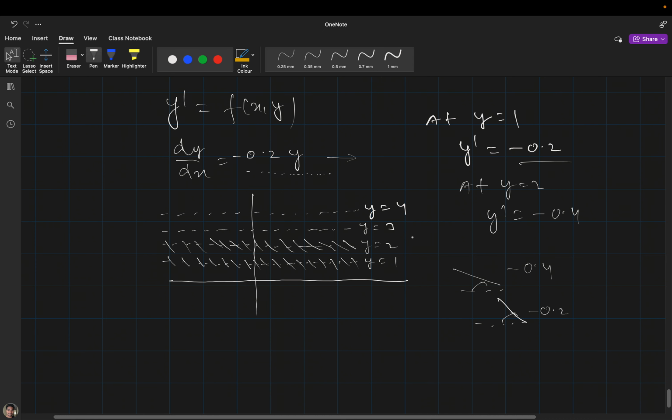Minus 0.6. Minus 0.6. Okay, are you getting it or not? What I'm trying to say? Yes, sir. Actually, I think it is more steep. Yeah, it is more steep, no? Y equal to minus 0.4 means what? This angle should be more. Yes, sir. Yeah, this angle should be more. Okay, I will draw it again.